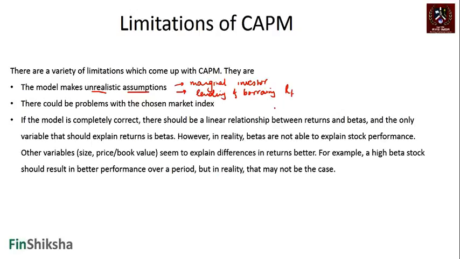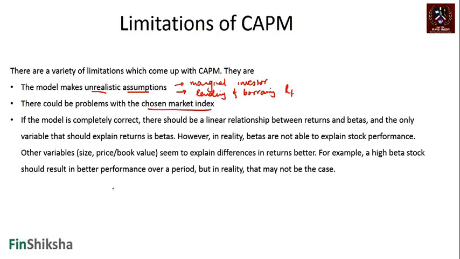The second problem with CAPM is when you're calculating data for some of the parameters, such as the risk premium, the risk-free rate, or the beta. You could have a problem with which market index is chosen, and whose returns you are looking at when you try to calculate some of these.